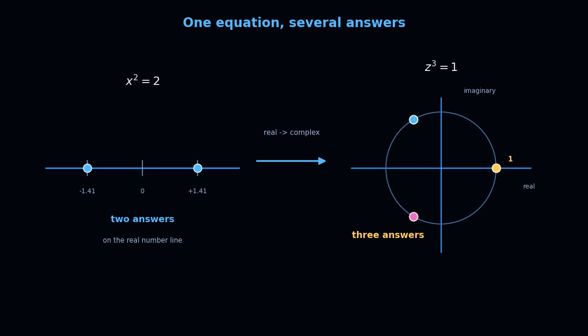First, what does it even mean to solve an equation? Solving means finding where it lands on zero, its answer. Take x squared equals 2. It has two answers, near plus and minus 1.4. And complex numbers? Stretch the number line into a flat plane, and we can ask richer questions. On that plane, z cubed equals 1 has three answers, evenly spaced around a circle.